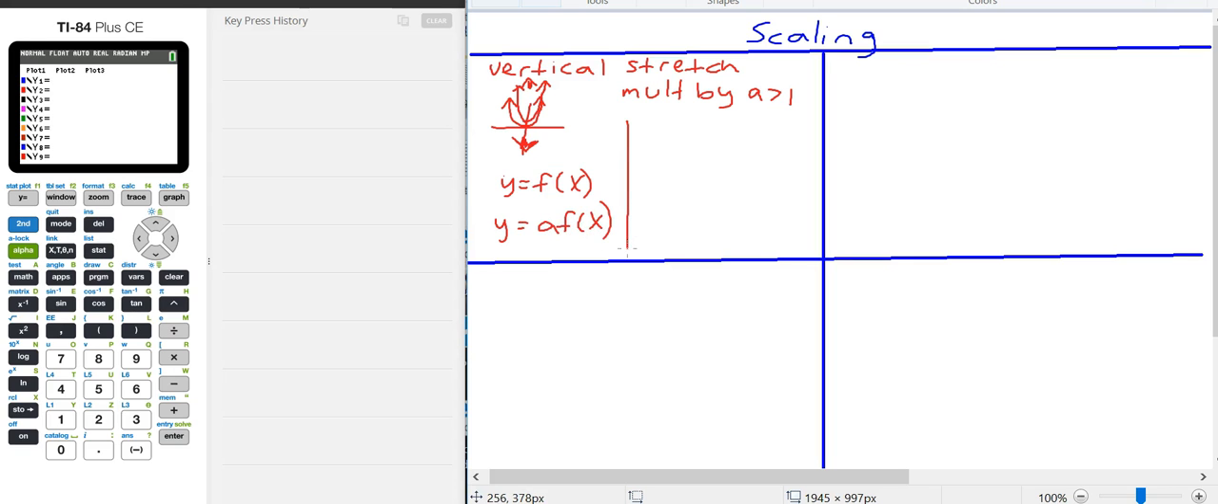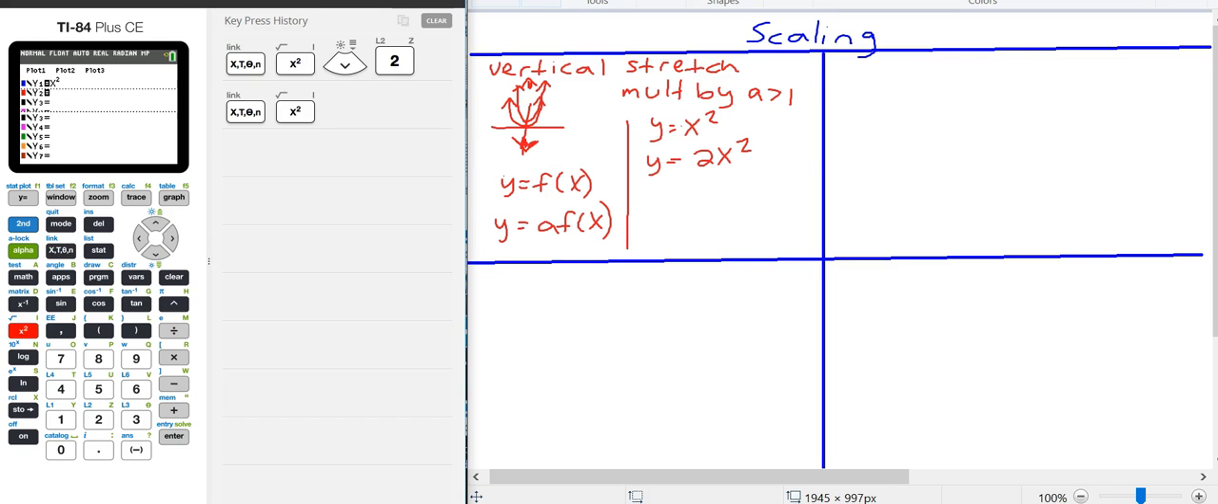And let's say our function is y is equal to x squared. In order to stretch it vertically, we're going to multiply this x squared function by some number that's greater than 1. So we're going to multiply, let's say, by 2. Y is equal to 2x squared. And let's graph these two. Y is equal to x squared is going to be the original parent function, and y is equal to 2x squared in red is the transformed function. It's the original function, and that is the scaled function. Notice how it gets narrower because we stretched it up and down.